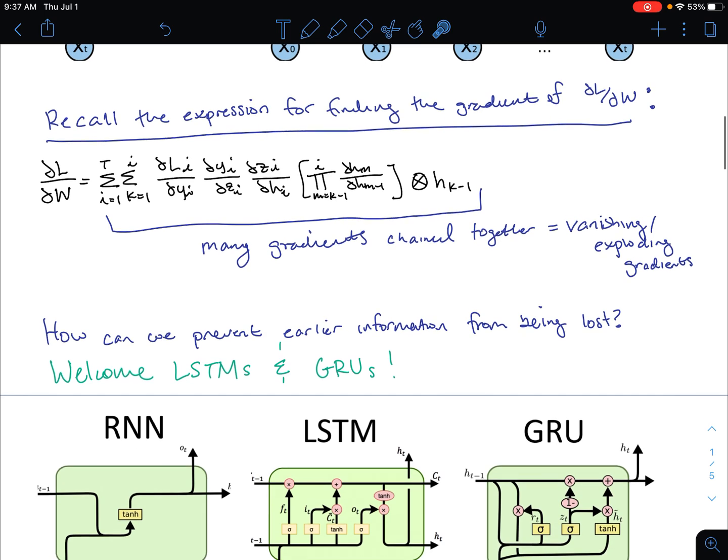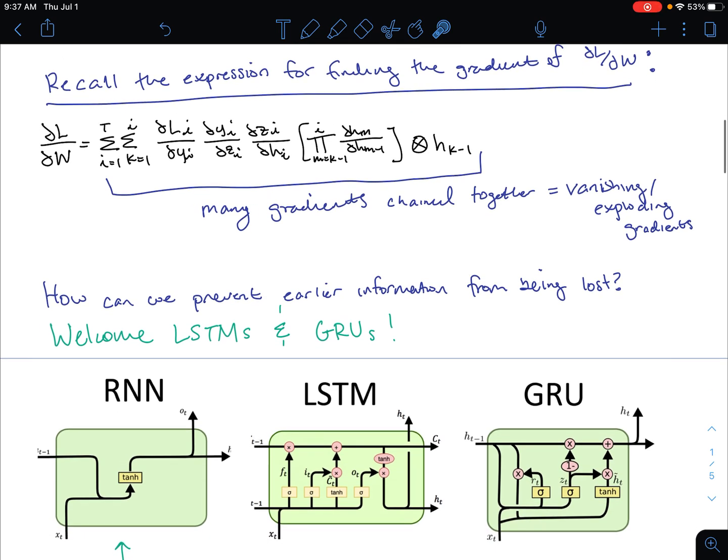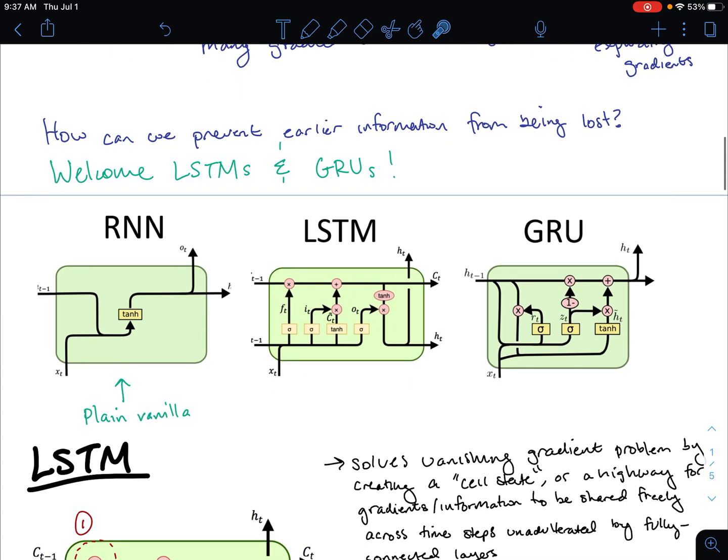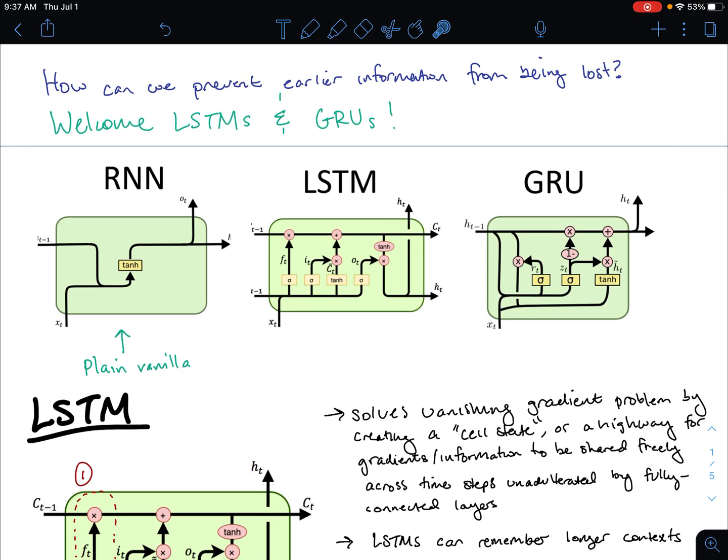We're going to see how LSTMs and GRUs solve this problem of information being lost and, of course, vanishing gradients and exploding gradients. Right before we jump into exactly what an LSTM is, I want to contrast the three architectures: RNN, LSTM, and GRU.